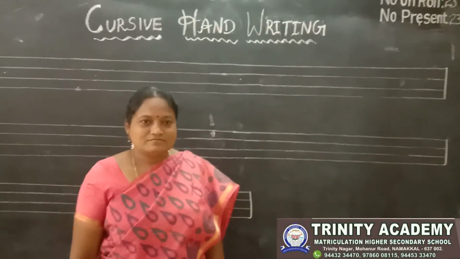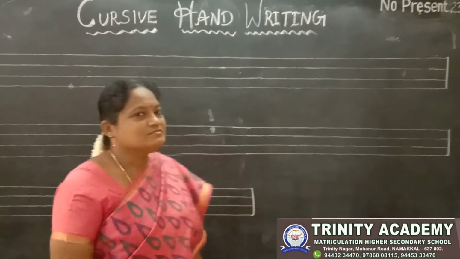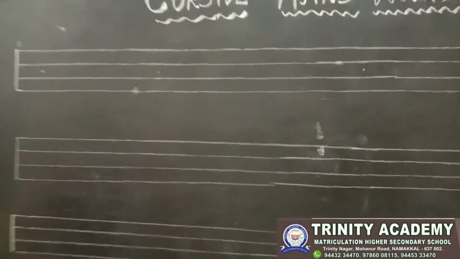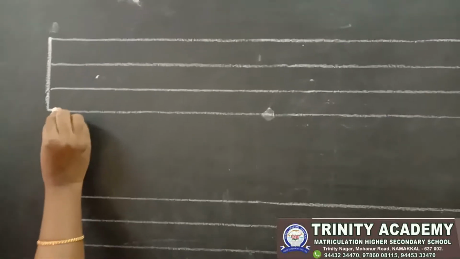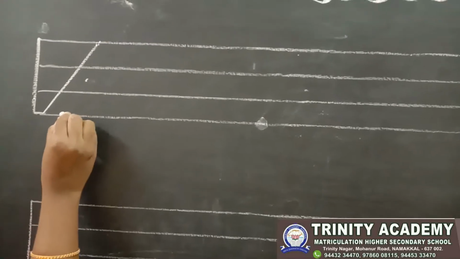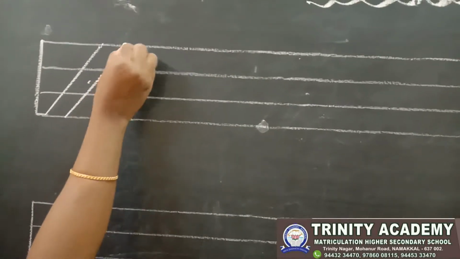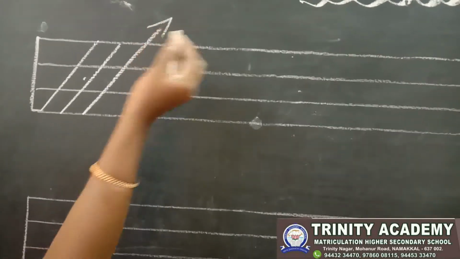Today we are going to learn cursive handwriting. Shall we start? Yes! First we can see stops. There are six types of stops. The stops must start from fourth line. There are four lines from fourth line to first line.